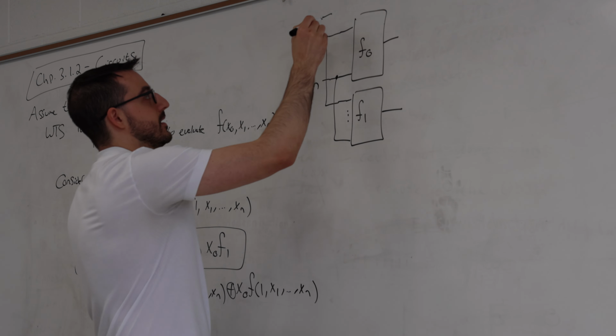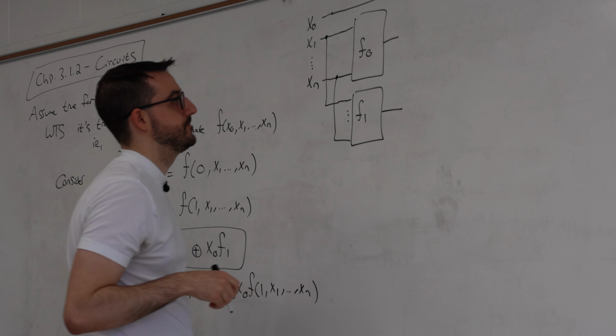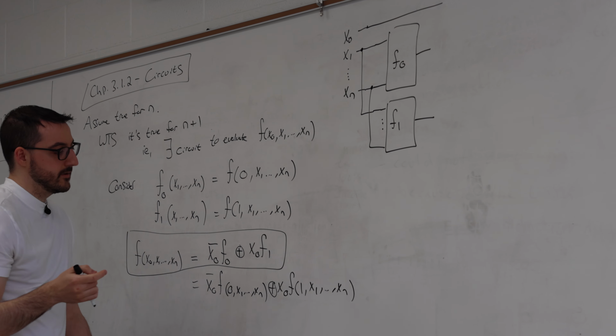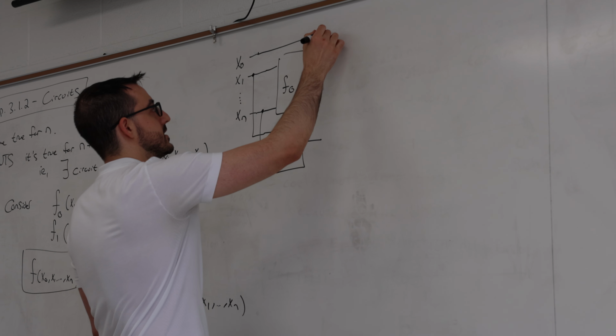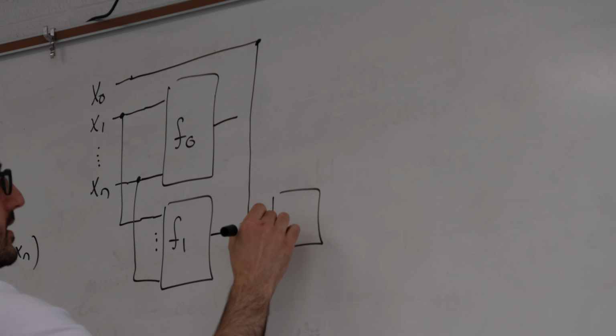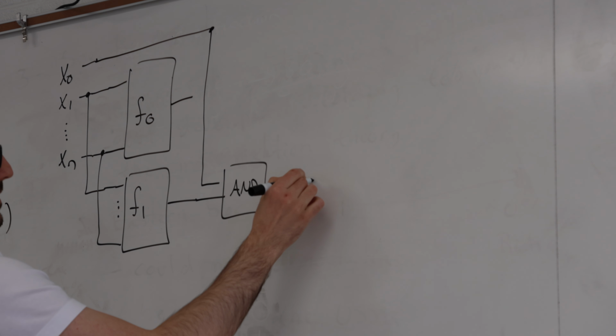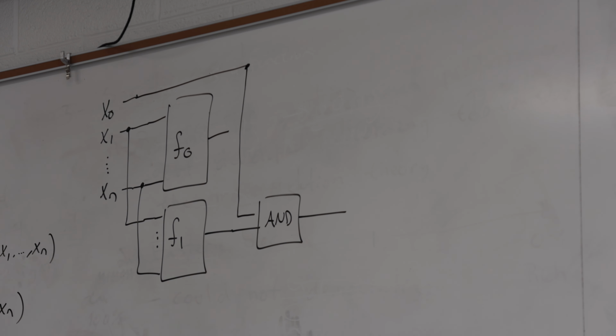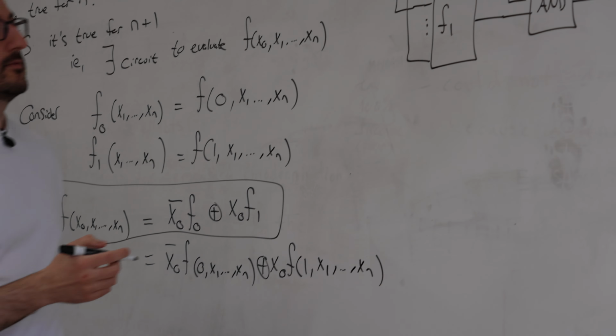And then I have the bit x0 so far just hanging around. So now looking at the formula, I know I want to take the AND of not x0 with f0, and then I want to do the AND of x0 with f1. So maybe we can think about doing this one first. That's easier. So I would make a copy of this x0, send it down to f1, and then I would do the AND here. And everyone agrees that this is equal to x0 times f1.